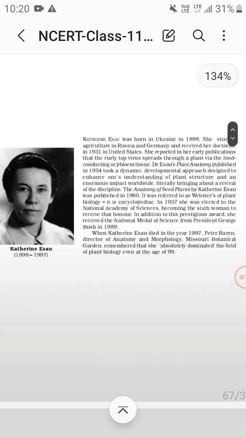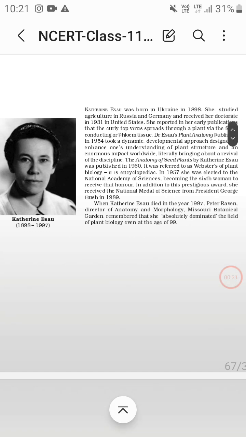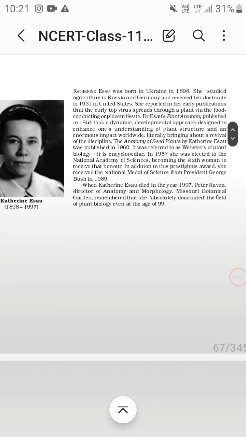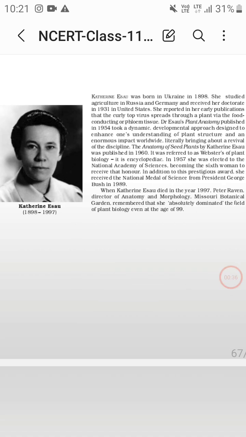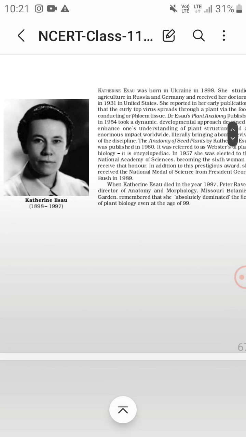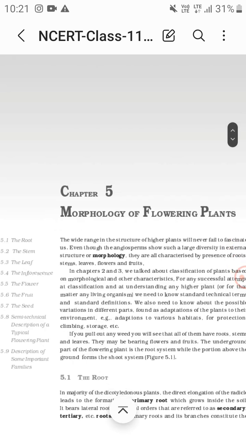Katherine Esau, the anatomy of seed plants by Katherine Esau. When Katherine Esau died in the year 1997, Peter Raven, director of the Missouri Botanical Garden, remembered that she absolutely dominated the field of plant biology even at the age of 99.